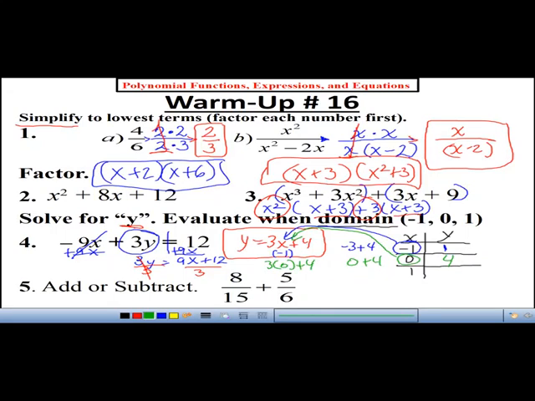And last but not least, we're going to substitute the 1 in here. So we're left with 3 times 1 plus 4. What is 3 times 1? 3 plus 4. That is 7. And we just evaluated with a domain -1, 0, 1.